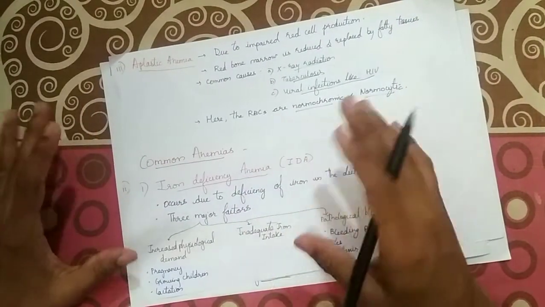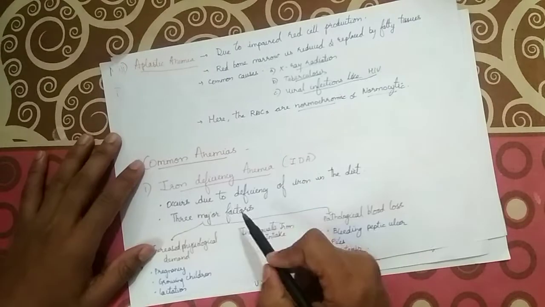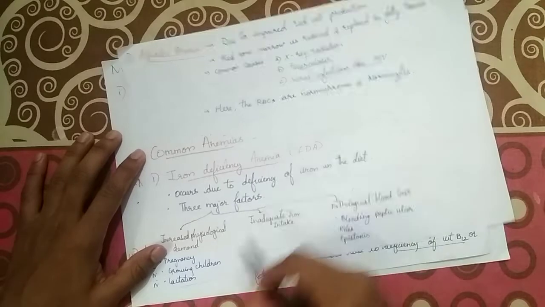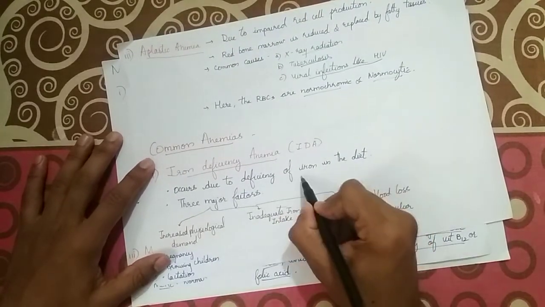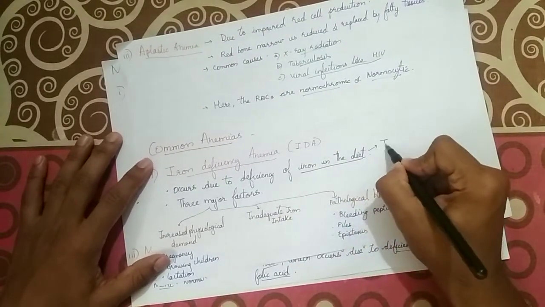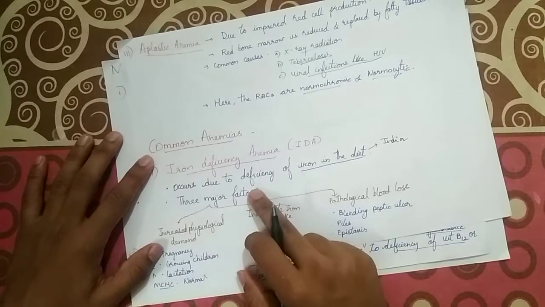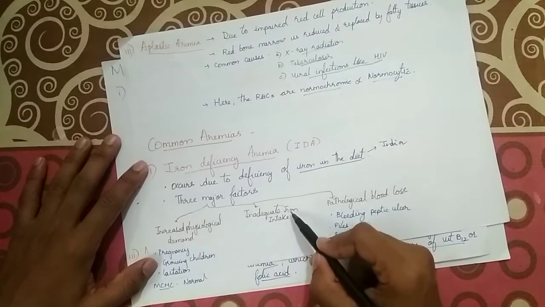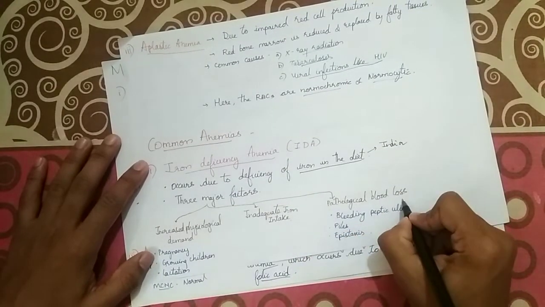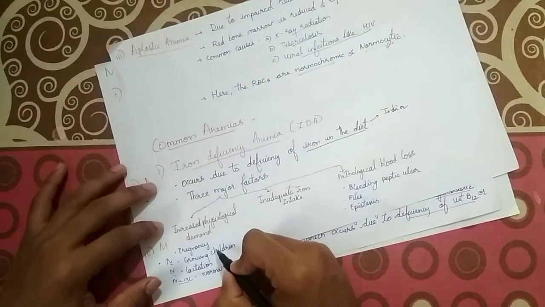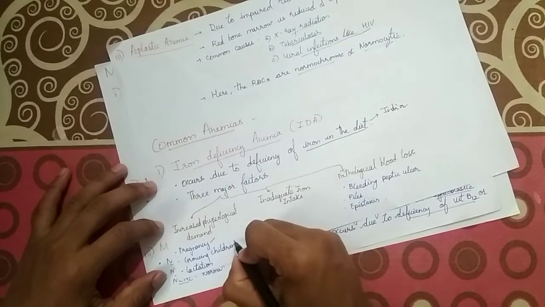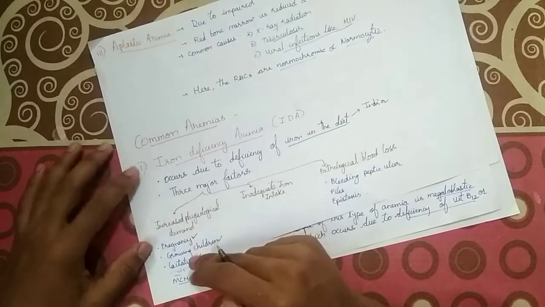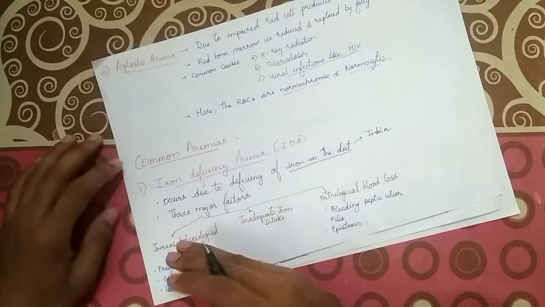Now let's talk about the common anemias which occur in people. The first one is iron deficiency anemia, also known as IDA. It occurs due to the deficiency of iron in the diet, which is more commonly seen in India. The three major factors affecting the iron deficiency anemia are increased physiological demand, inadequate iron intake, pathological blood loss. In increased physiological demand, it occurs in the case of pregnancy, growing children, and lactation. In these cases, there is increased requirement of the iron.